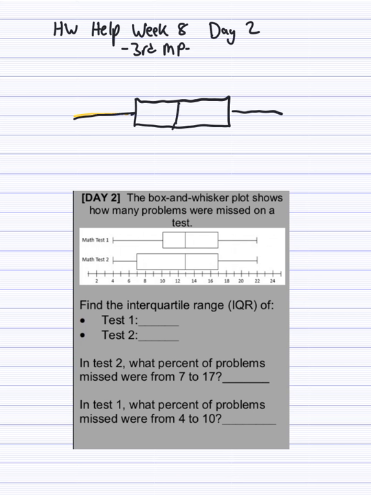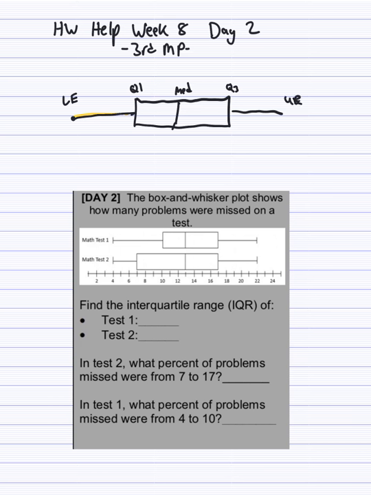Now, first off, when you're doing a box and whisker plot, you have to know the 5 spots. You have to know that that's the lower extreme, that's Q1, that's the median, that's Q3, and that's the upper extreme. You have to know that.